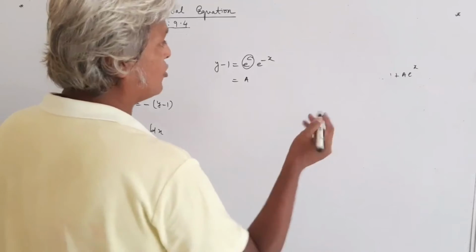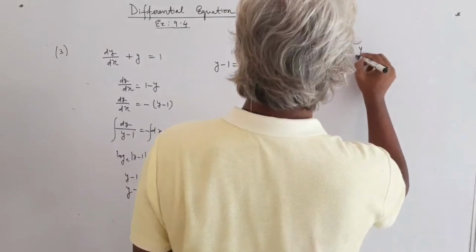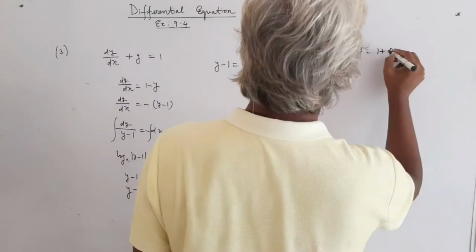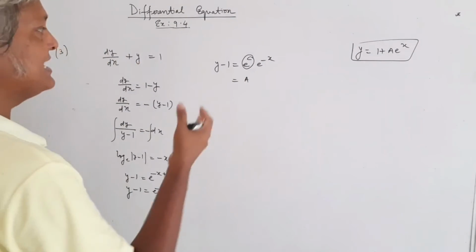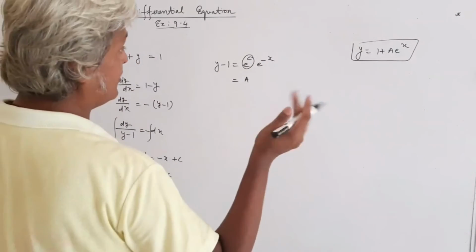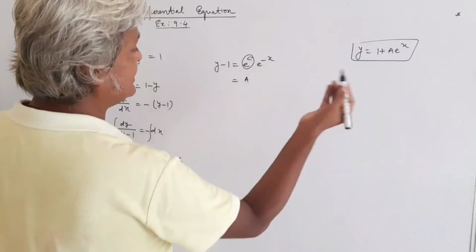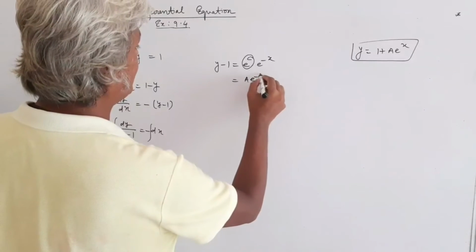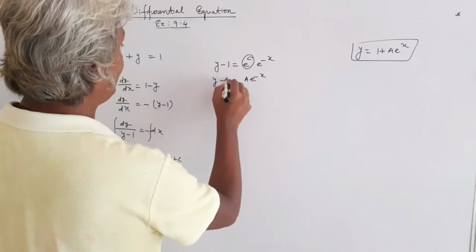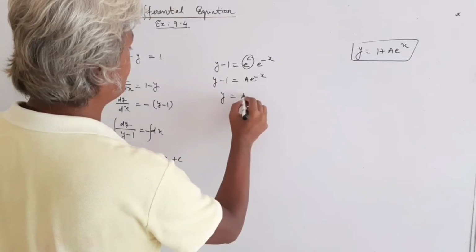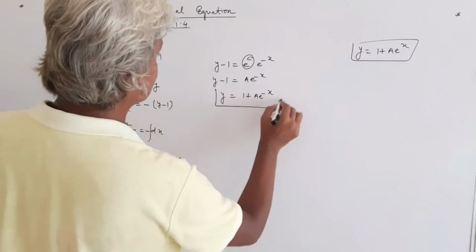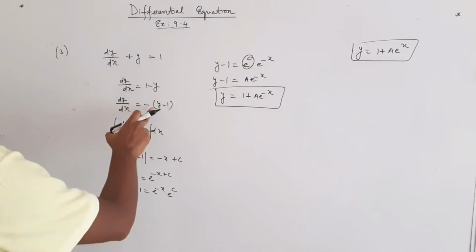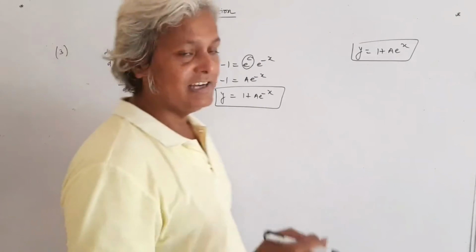Because in the book the answer of this question is y is 1 plus a e to the power x. My friends, I am just trying to match it, that's why I am writing this a. There is no other reason. You can write b, c, d, anything. So e to the power minus x, y minus 1, and y equal to 1 plus a e to the power minus x.